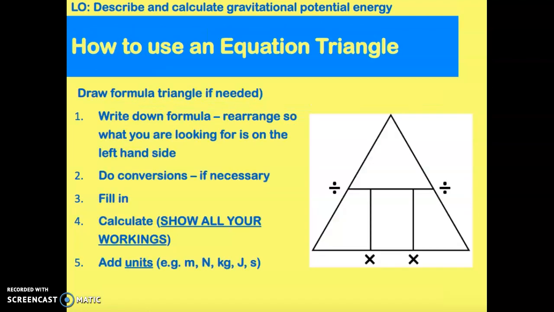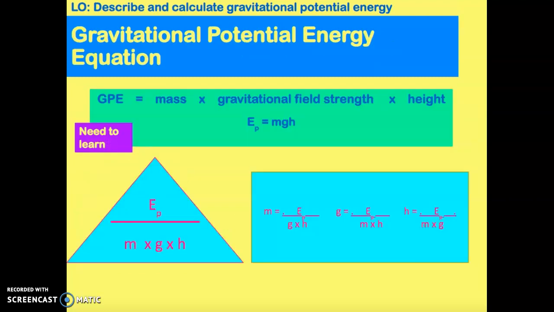Okay, so again, I'm just putting this up there for anyone that likes to use the equation triangle. You do need to know how to rearrange this equation. You need to show all your workings out. If there's any conversions, you need to do the conversions, and then you need to substitute correctly. So it might be worth just going over that again, rearranging the equation to find gravity on its own, to find mass, and to find height on its own. If you do that, you should have come up with the following three equations.